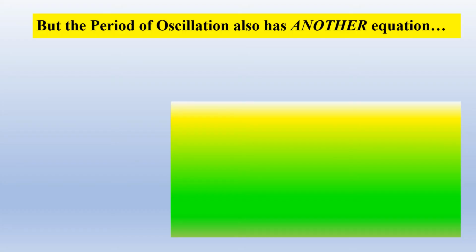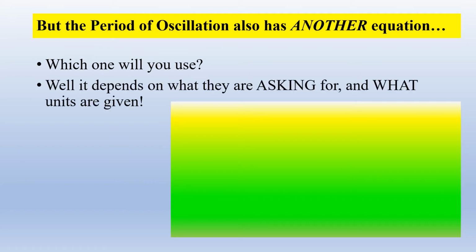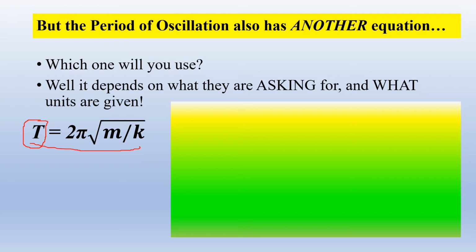Now, the period of oscillation has another equation. So which one are you going to use? The one I just showed you or the next one I'm going to show you? Well, it depends on what they're asking for and what units are given to you. So here is the equation from the previous slide where the period, which is measured in seconds, is 2 pi m over k rooted. And here's your second equation where the period of going back and forth is 1 over frequency. And you might recall that frequency is measured in hertz. So two equations giving you the same answer.